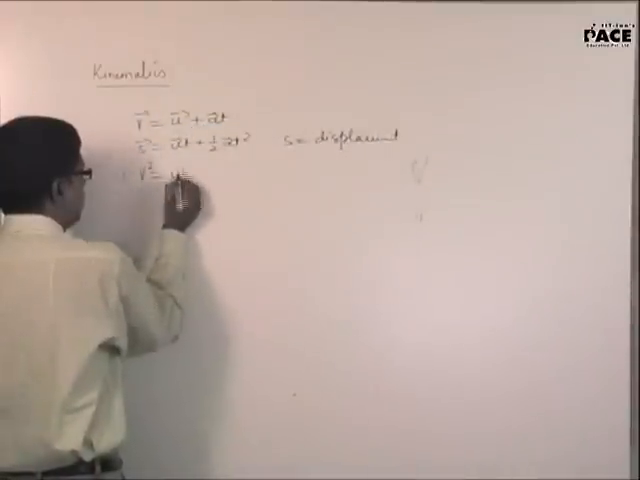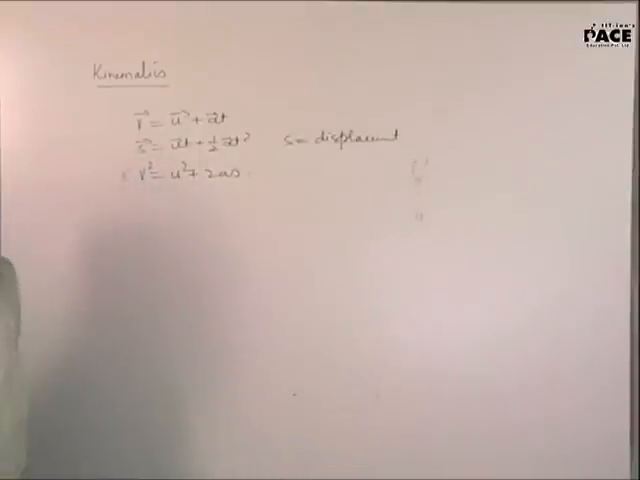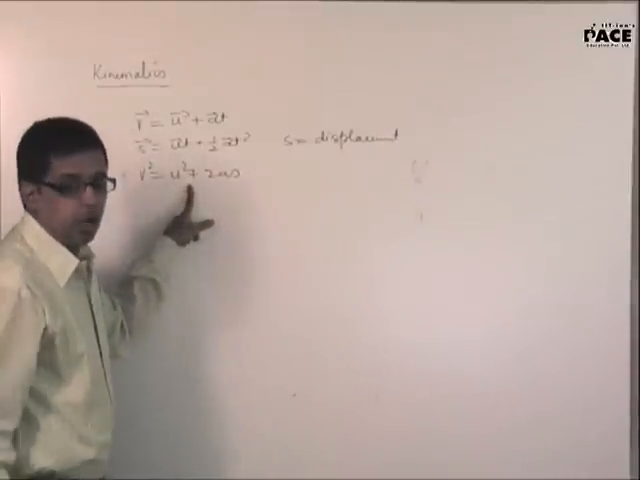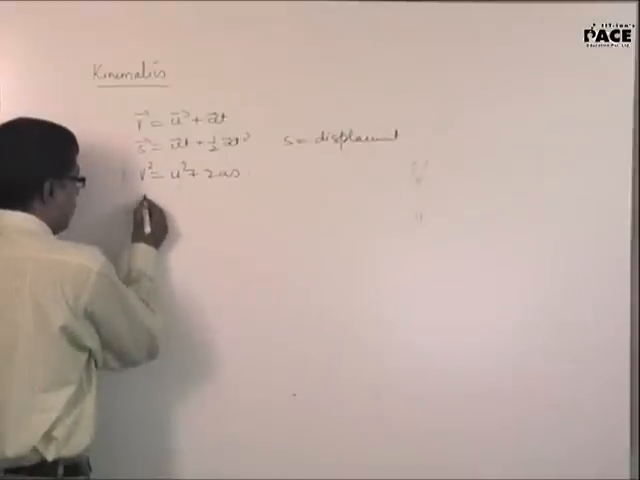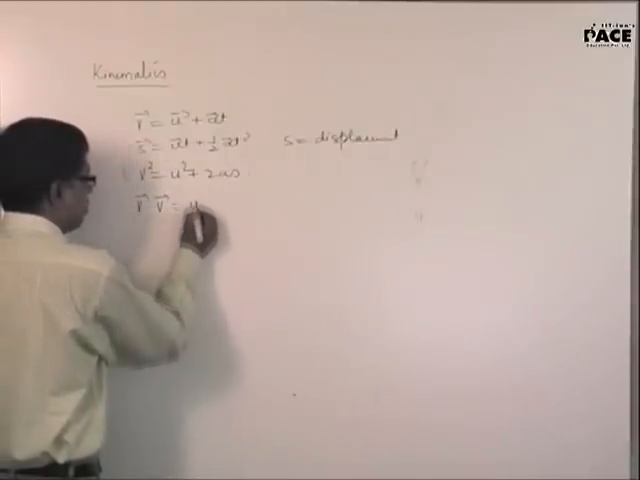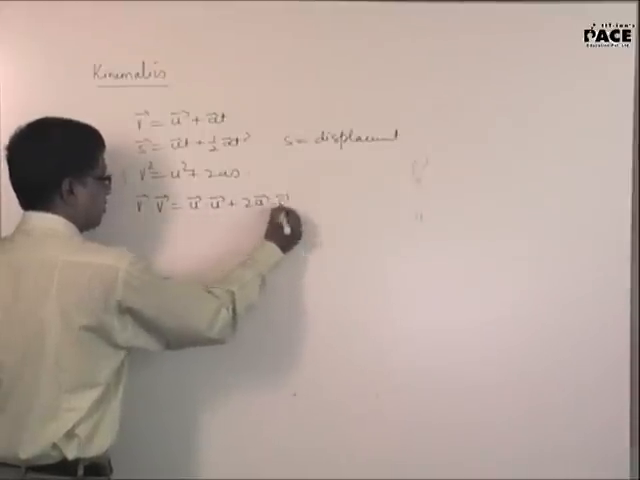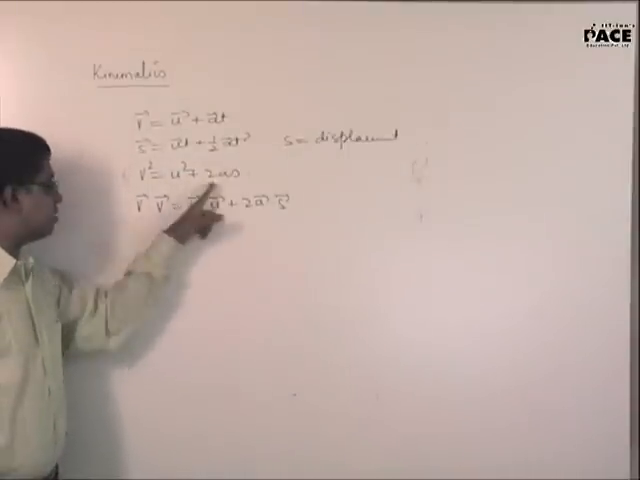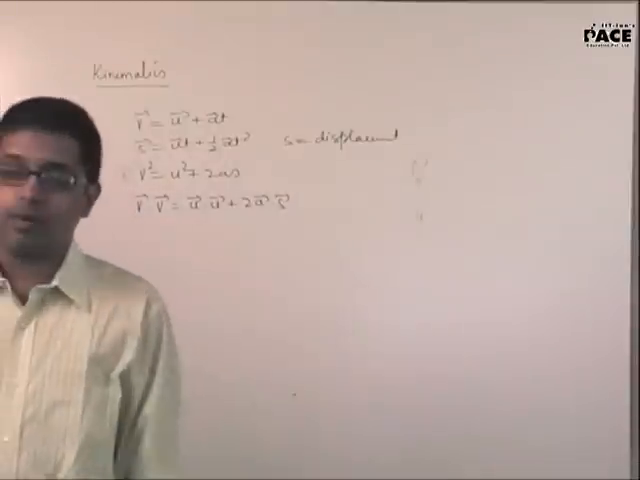Now v square is equal to u square plus 2as. Can I call this also a vector equation? The final product may not be a vector equation, but it is also written in vector notation. What do you mean by that? It is v dot v is equal to u dot u plus 2 times a dot s. Now the dot product of these two will become a scalar. Hence I will call v square equal to u square plus 2as a scalar equation.